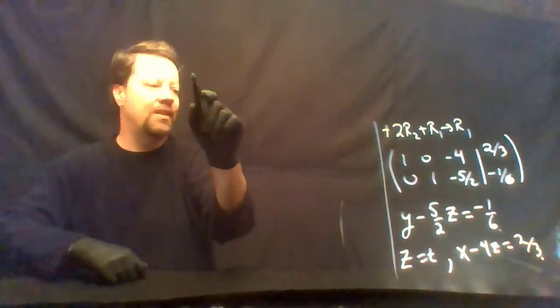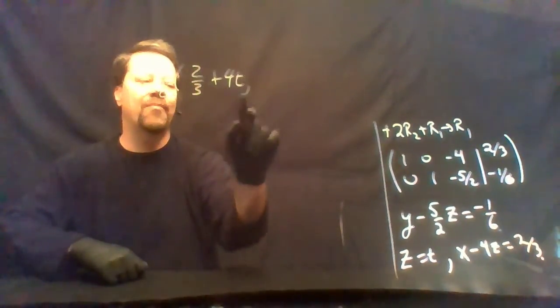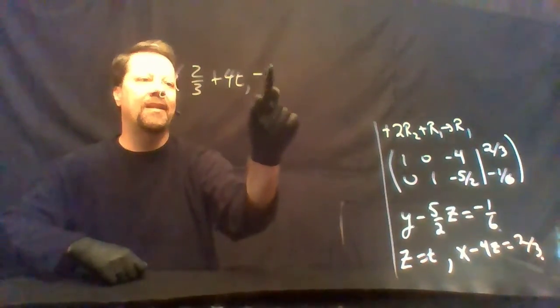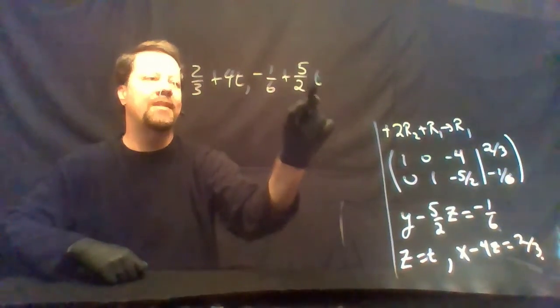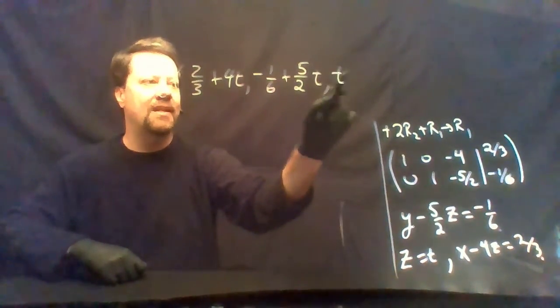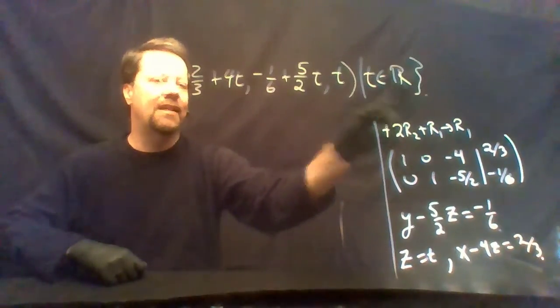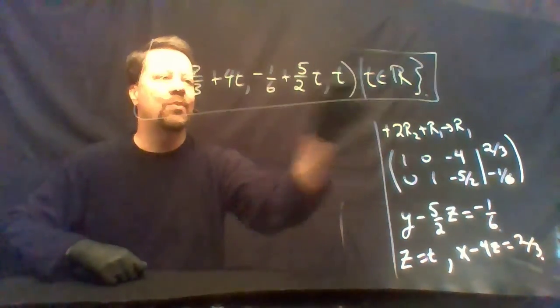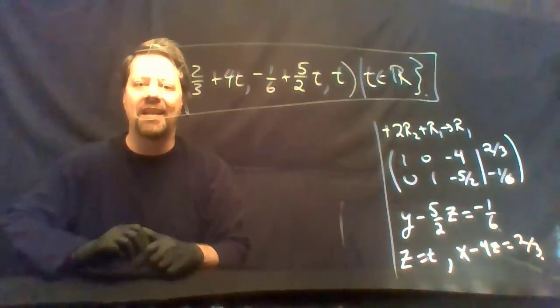X is going to be 2/3 plus 4t. Y is going to be negative 1/6 plus 5 halves t, and of course z is t. T ranges throughout the entire set of real numbers. This will be the solution set, all points on that parametric line.